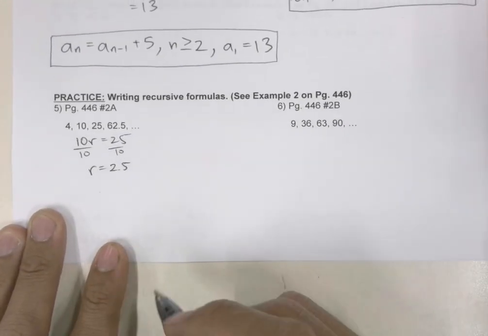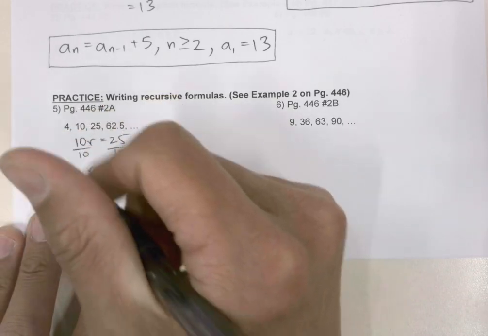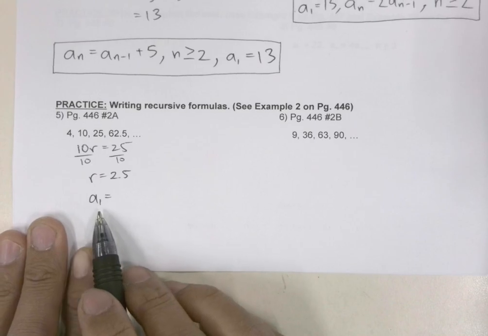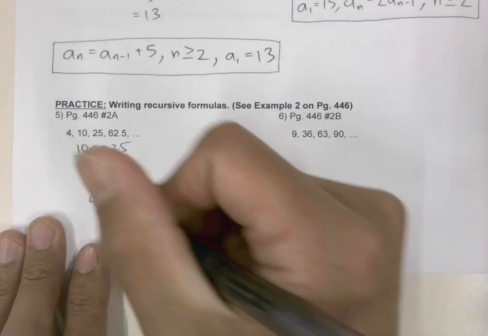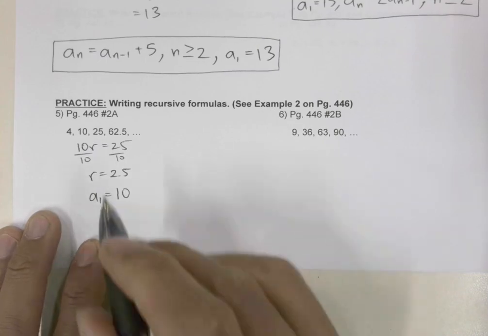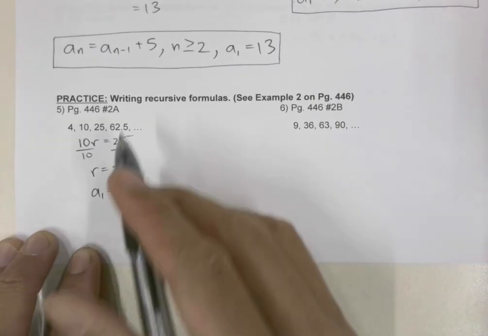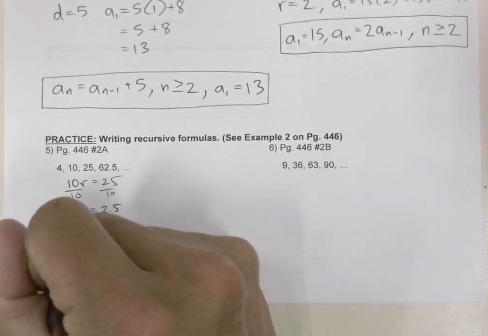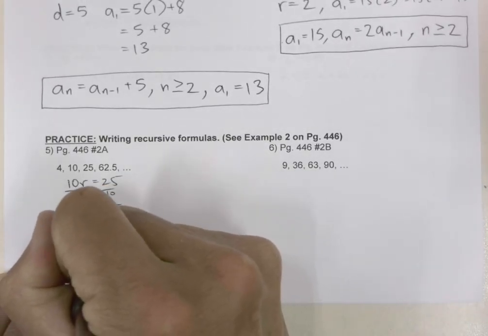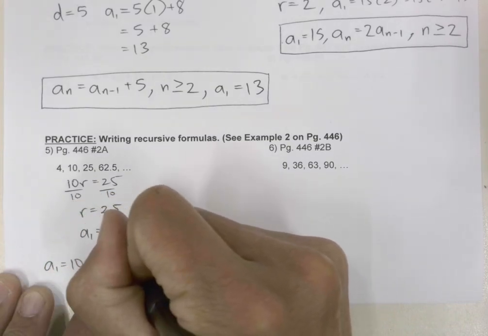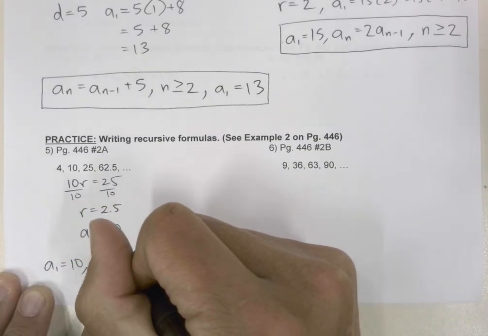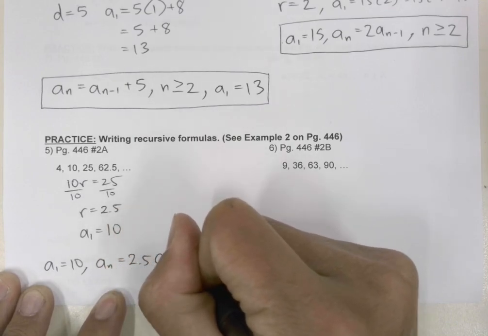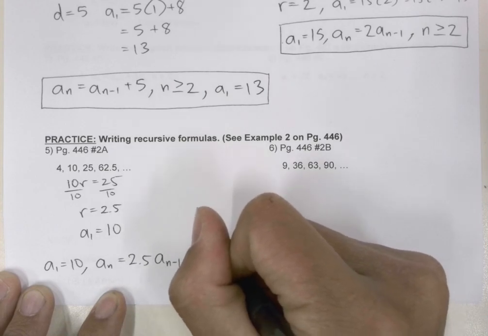Right? So now that we have that, all we need in order to write the geometric sequence is a sub 1. And do we know a sub 1? Yes, it's the first term in the sequence. It's the 10. Right? So we have r, we have a sub 1, and we can go ahead and write this out. The way it goes is you say a sub 1 is equal to 10, comma, a sub n is equal to r, which is 2.5, times a sub n minus 1. And then we always put the caveat n is greater than or equal to 2.